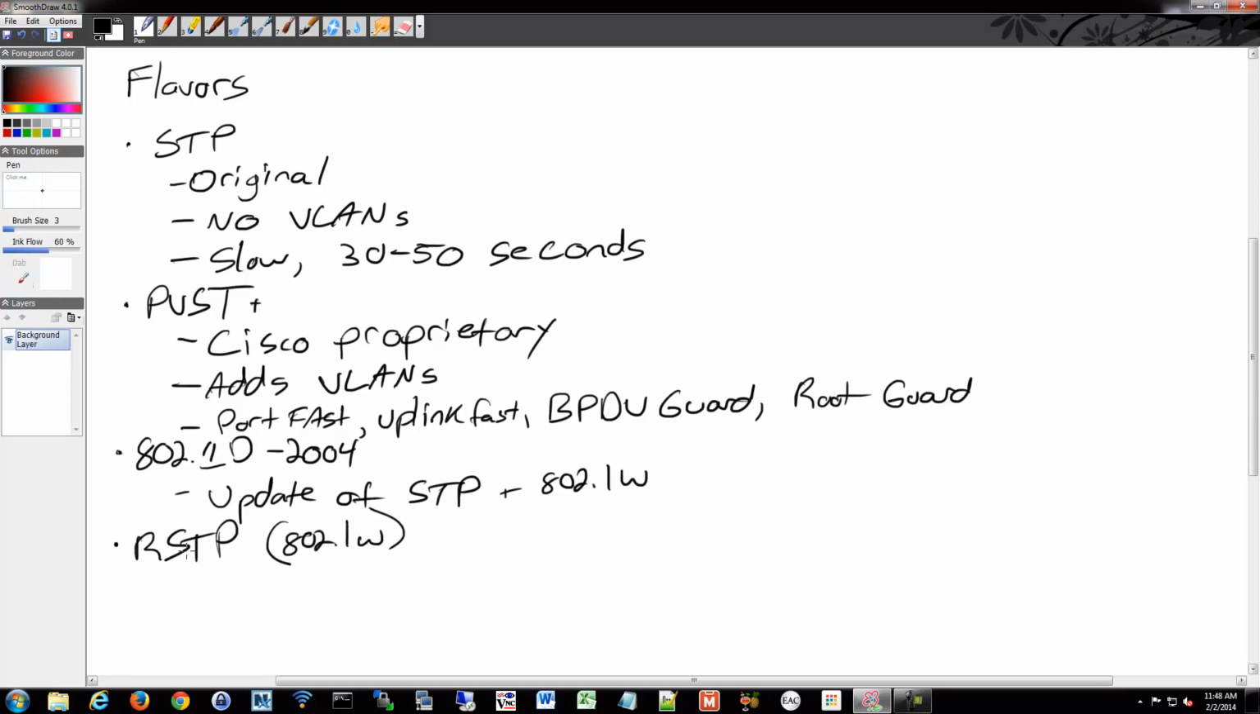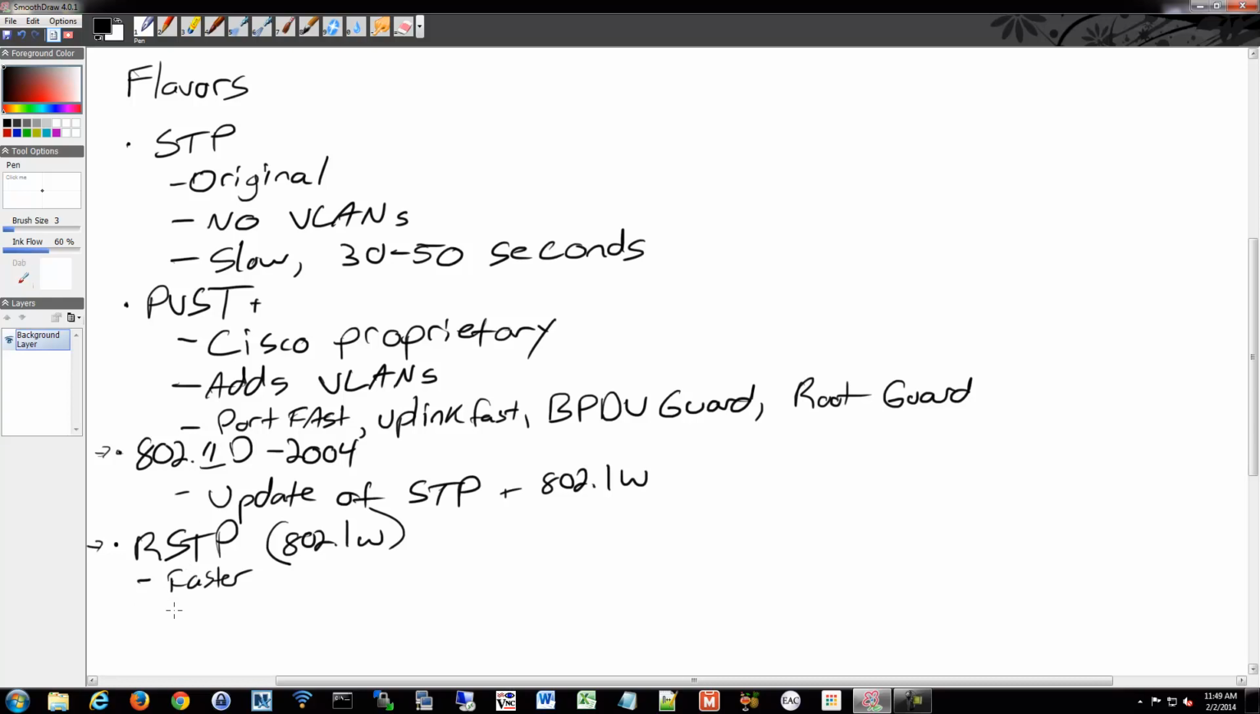So RSTP was the original improved version of spanning tree, and then this 802.1D is an update to the update. So this is the newer version. This is probably the most common you'll see right now. So rapid spanning tree is an improvement of original spanning tree and provides, well, rapidity, faster convergence. It's overall faster. Replaced STP. It's the preferred protocol essentially, unless you're using the updated version.